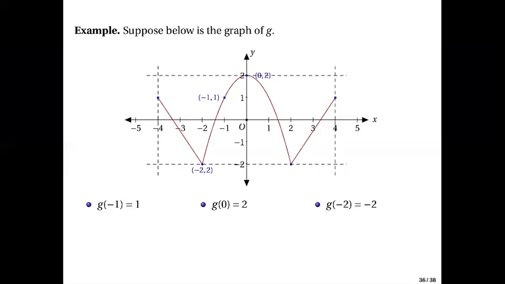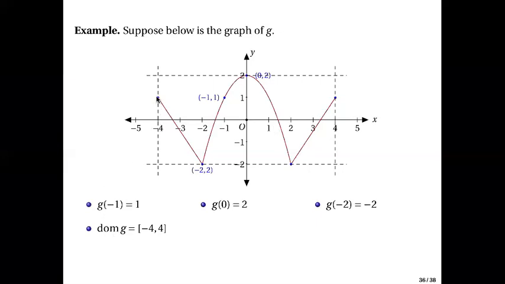And then there you have your g of negative 2 equals negative 2. So your x-coordinate is negative 2. The y-coordinate is negative 2. Now, let's have more from this graph.